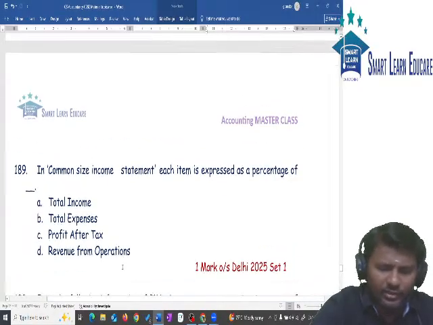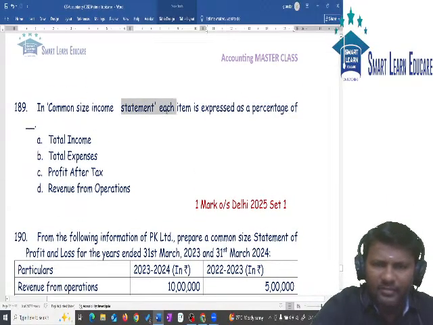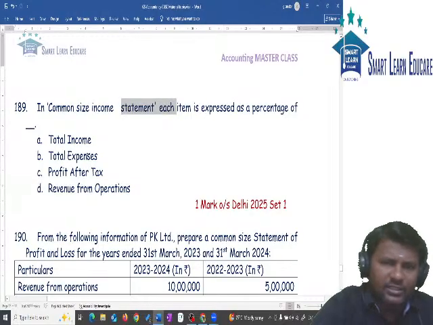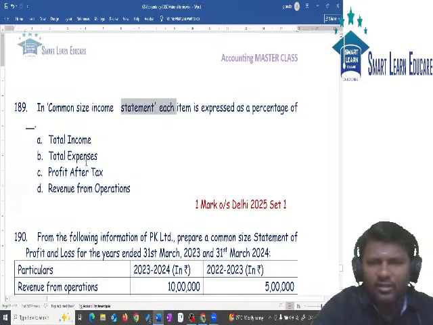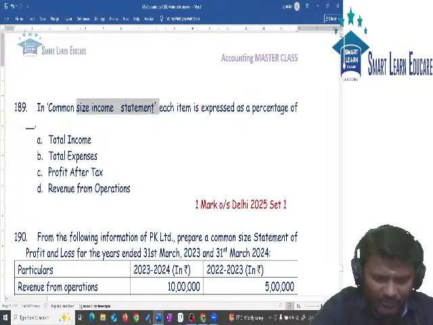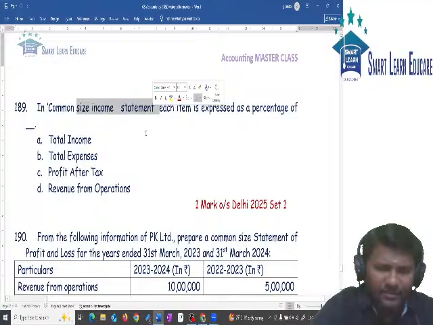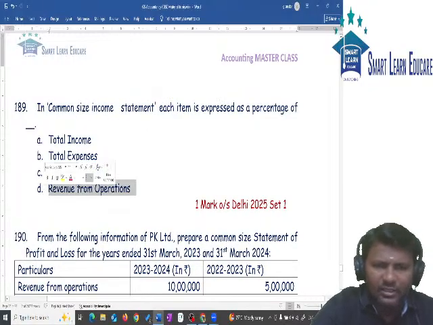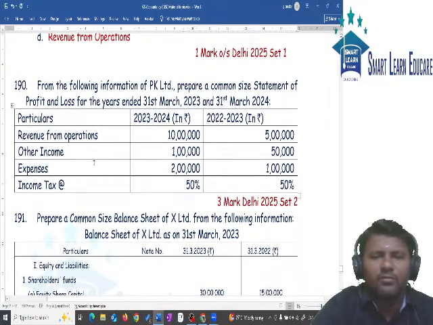Let's see one more question. Common size income statement. What is expressed as a percentage of dash? In income statement, what is expressed as a percentage? Everything is expressed in terms of revenue from operation. So answer for question number 189 is D.